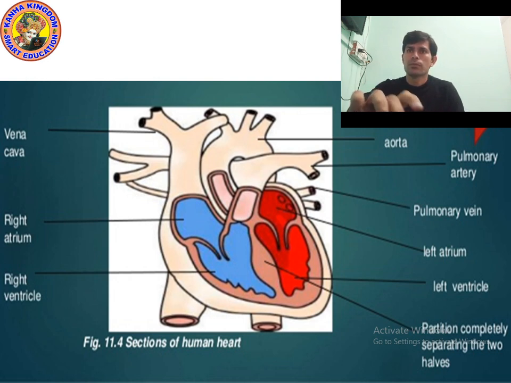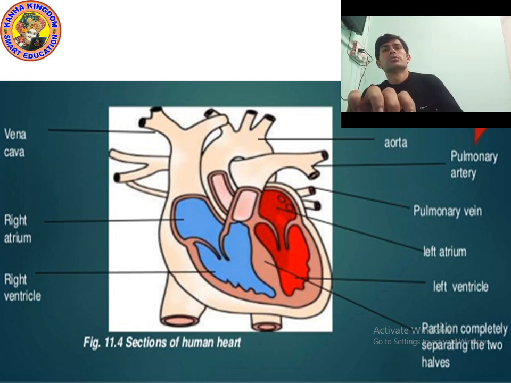You can see the pulmonary artery and pulmonary vein on the right side. The left atrium is on the left side, the right atrium is on the right side. The pulmonary vein and pulmonary artery are just above the left atrium. The right ventricle is also on the right side, just below the right atrium. The left ventricle and left atrium are on the left side. The left ventricle is just below the left atrium.